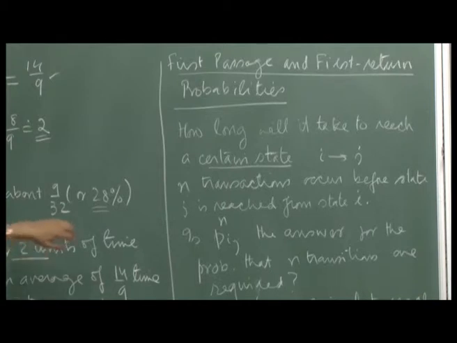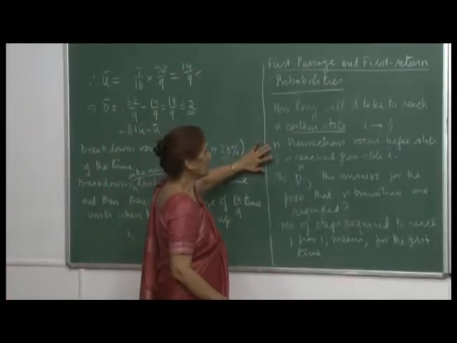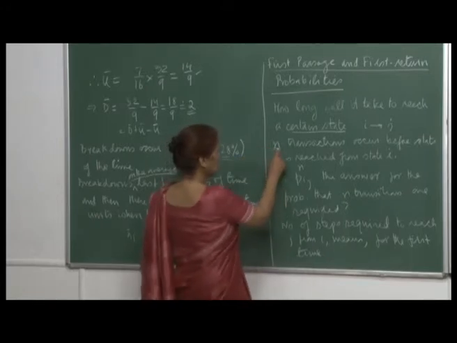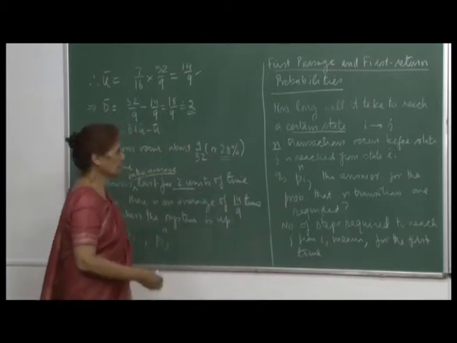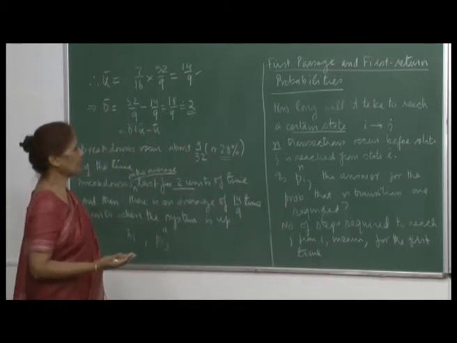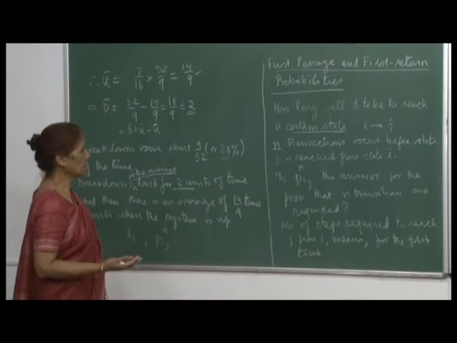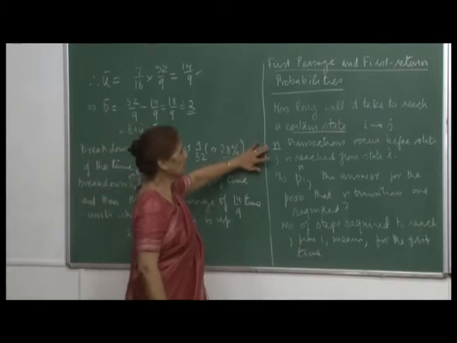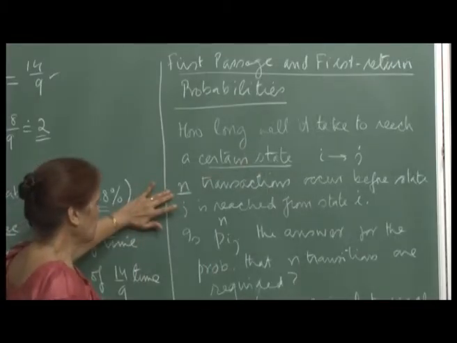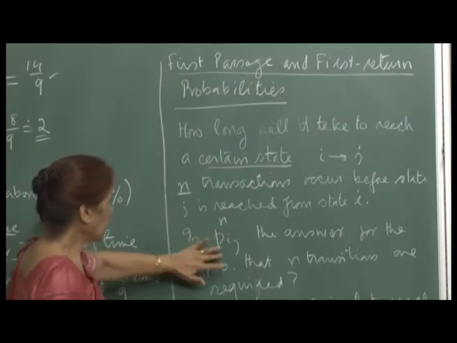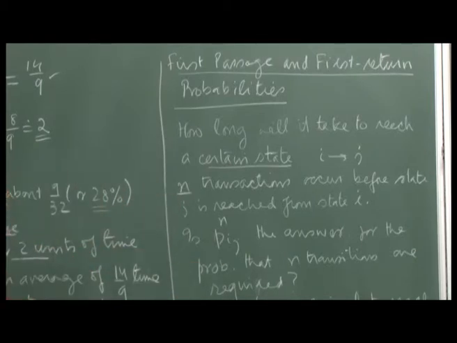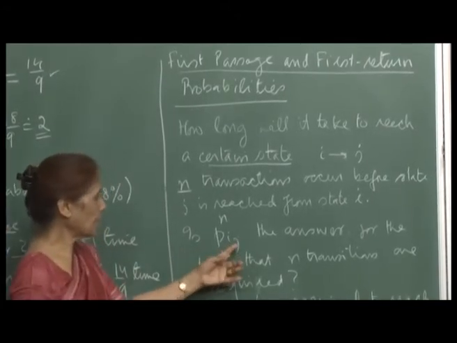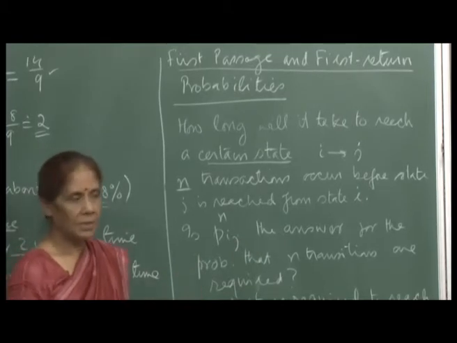So, for example, suppose n transitions occur before state j is reached from state i. Suppose we want to say that n transitions have taken place before state j is reached from state i, and we want to know the probability that n transitions will be required to go from i to j. Then you might say that p i j raised to n would be the answer for this probability, because p i j n also tells you the probability of transitioning from i to j in n steps. But see, now there is a difference.